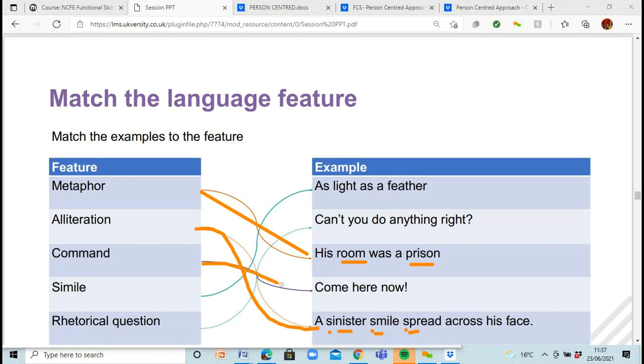Then you got a command. So you got, come here now. This is them commanding someone to come here right now. And you got that exclamation mark to really punch that idea in. Then you got a simile. So something where you're comparing one thing to another. So as light as a feather. And then you've got a rhetorical question, which is, can't you do anything right? So you're not actually looking for an answer here. You're just saying, can't you do anything right? You might be frustrated, they're doing everything wrong, and you really don't want them to answer you.